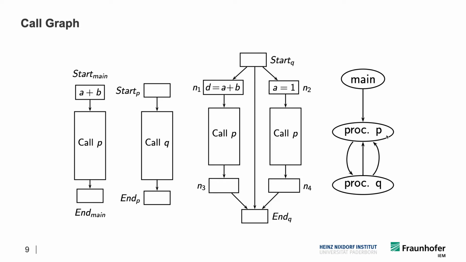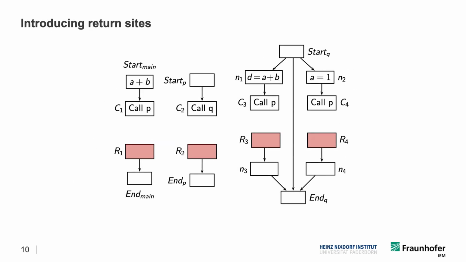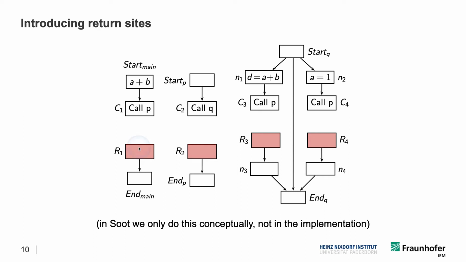Now, there's one little trick that's often played in the literature, and that is that these previous call nodes that I had in the individual control flow graphs are frequently being split up into individual call and return sites. You already saw that in the initial slides. This is just to make this a bit more readable and easier to reason about. In Soot, for instance, we only do this conceptually, not actually in the implementation. You don't really need to do it in the implementation, but sometimes it makes reasoning a bit simpler.